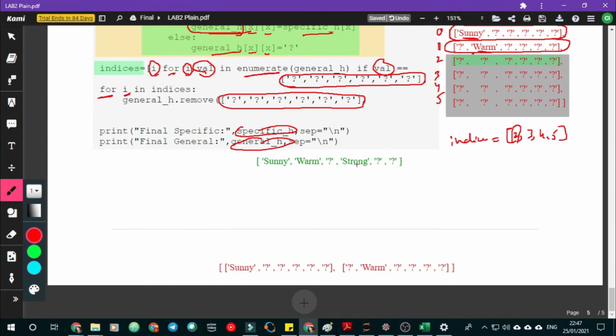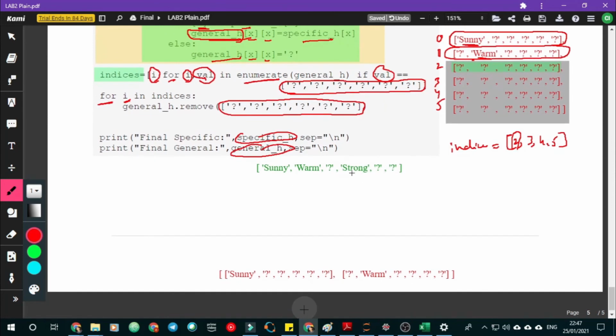And we also know, okay, this is a specific hypothesis, this is the general hypothesis. We know that we need to write a version space. This is the specific boundary, the general boundary, and we need to write the version space. How do we write the version space?